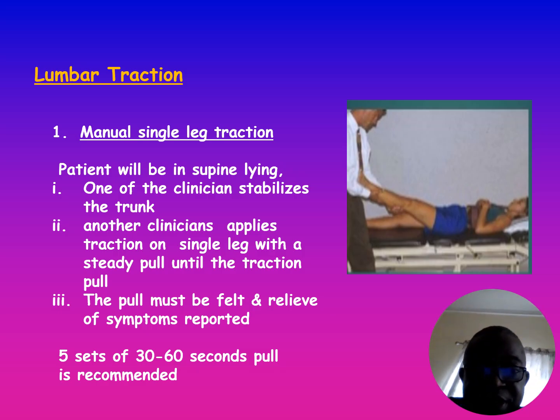Now let's talk about manual traction for the lower extremities. For the lower extremities, yes, manual traction still can be applied. Patient will be in prone or supine lying. You can use a belt to secure the patient to the table, or you can ask the patient to hold on to the edge of the table. Take note, the proximal hand of the therapist is below the knee joint, whereas the distal arm of the therapist is above the ankle.